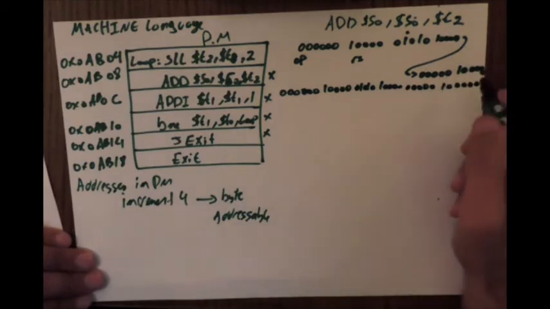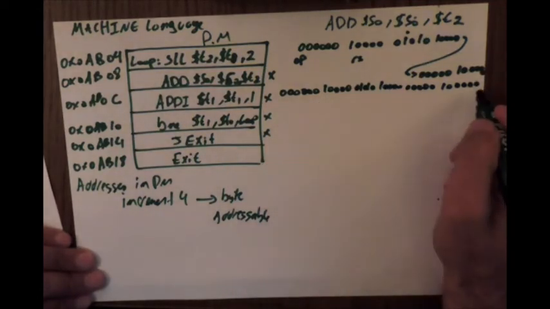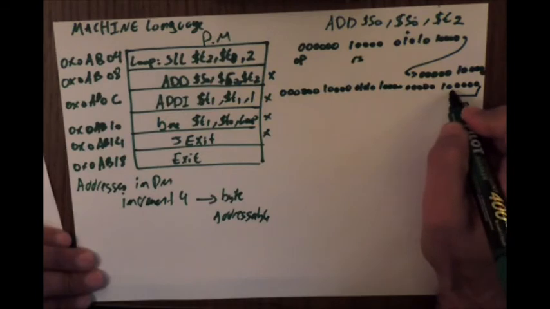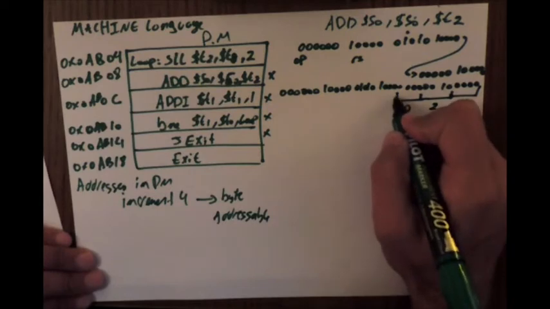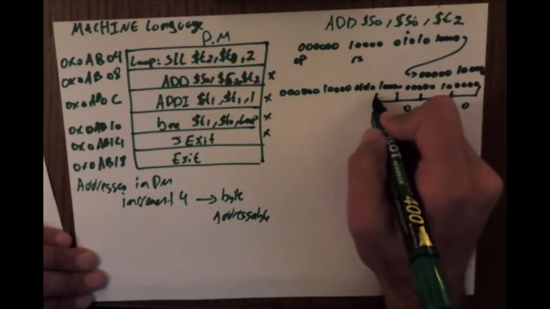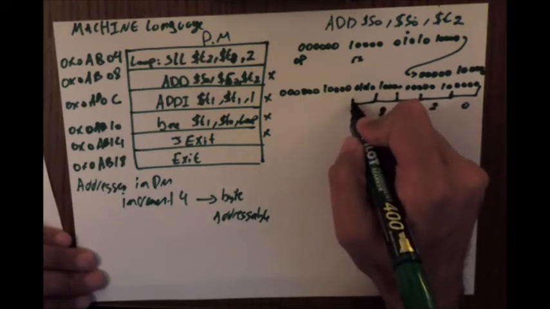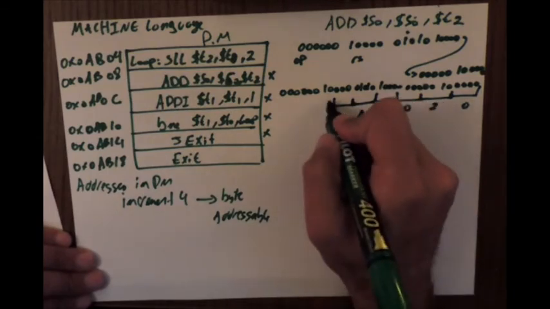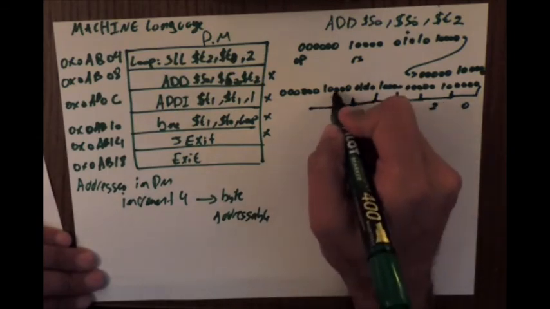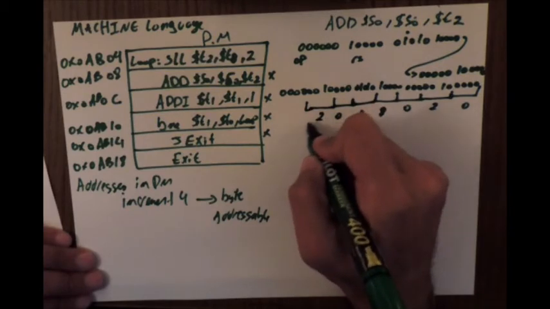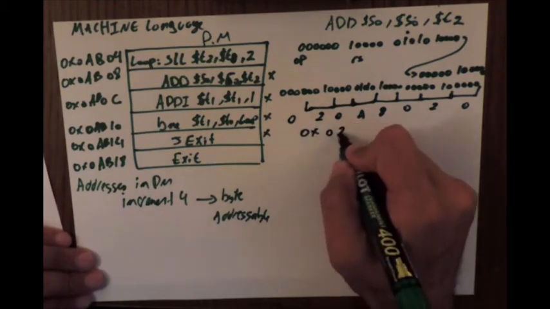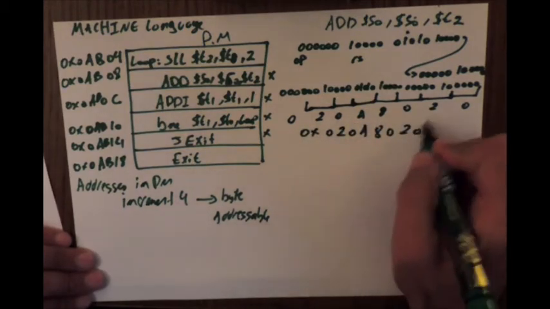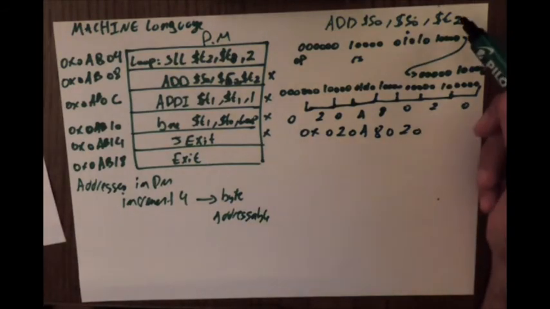If I want to take the hexadecimal representation of this instruction, it's going to be 0, 2, then it's going to be 0, this will be 8, this will be A and 0, then I take those 2 and it's going to be 2 and 0. So the hexadecimal representation is 20A8020, which is the representation of the add instruction.